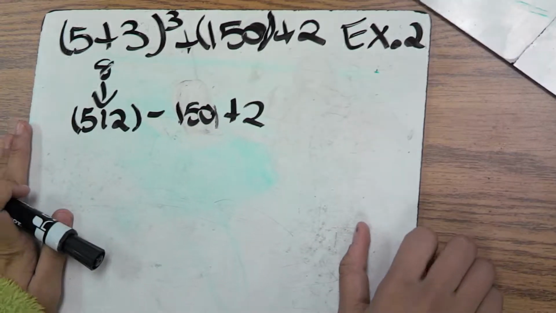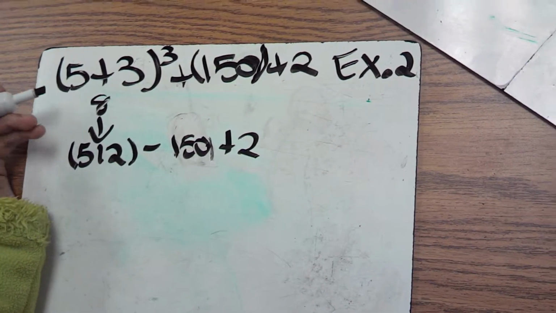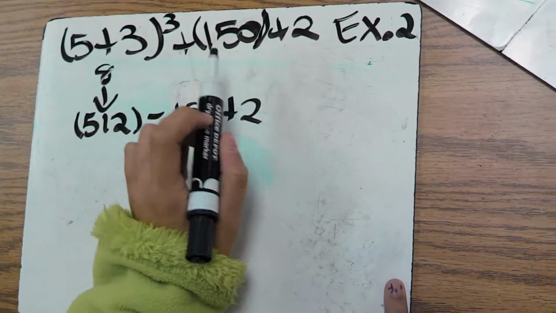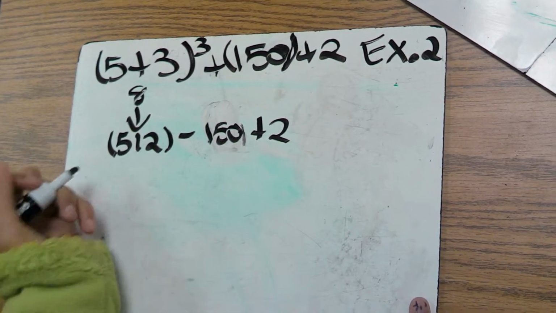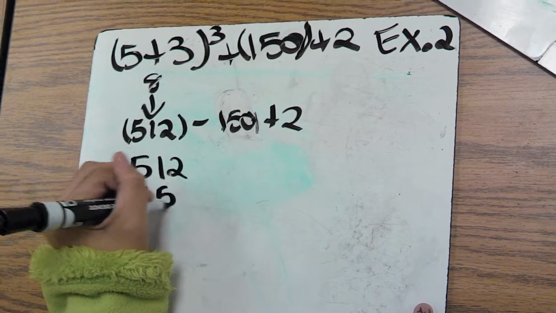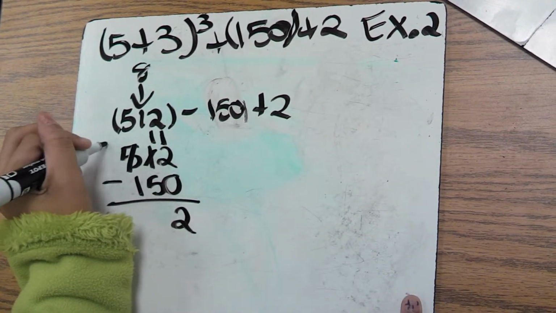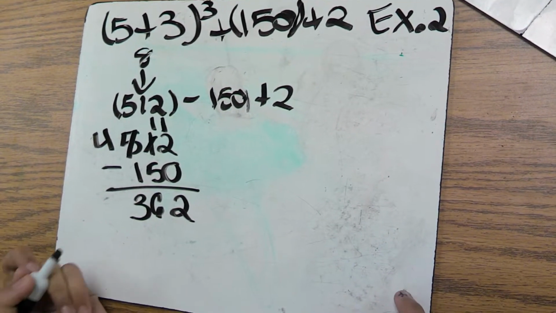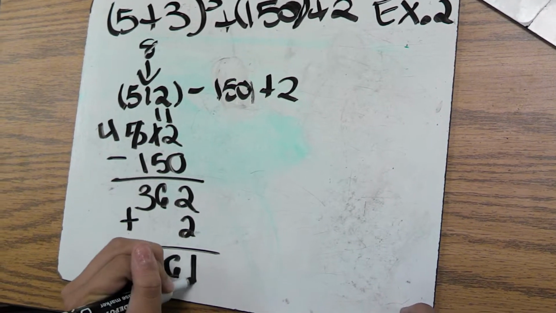Our second example is going to be this one, and you're going to have 5 plus 3, which is 8, to the third power, which is 512. And then since it's plus 150, we're going to do 512 minus 150 plus 2. So we got 512 minus 150. That's 362, and then you have to add 2 more, which gives you 364.